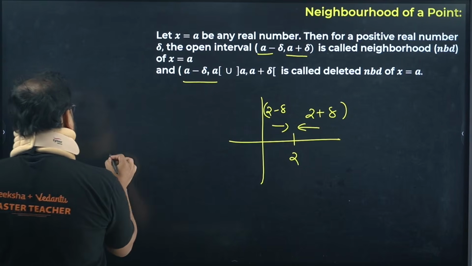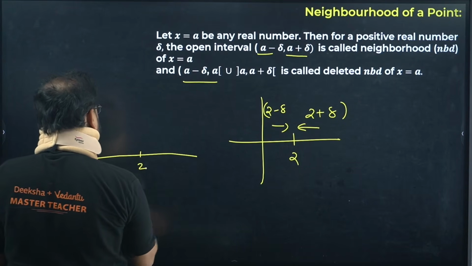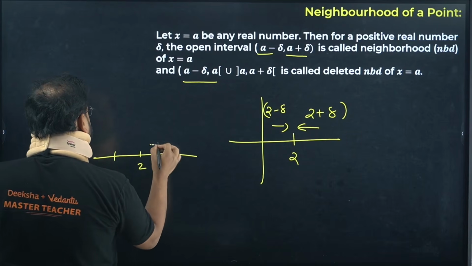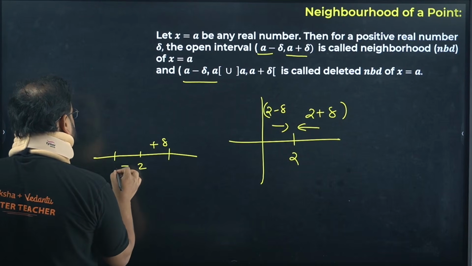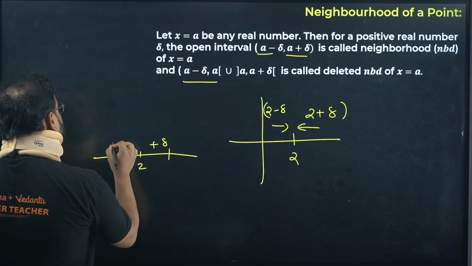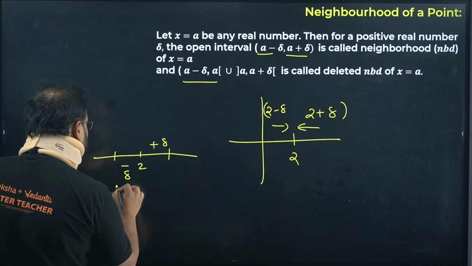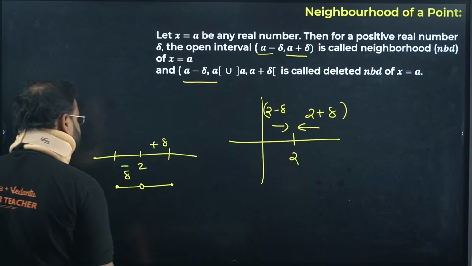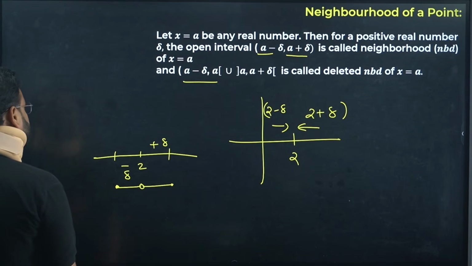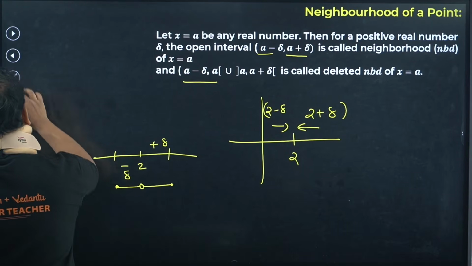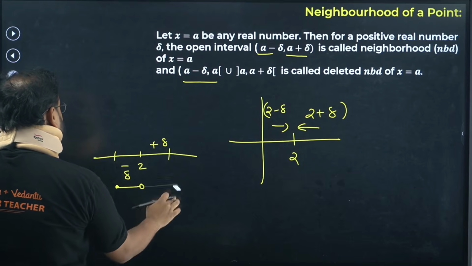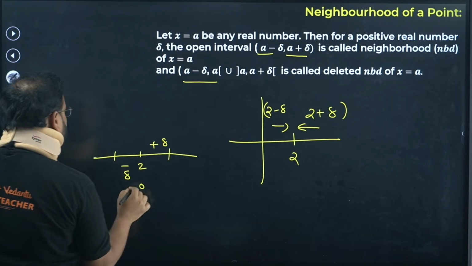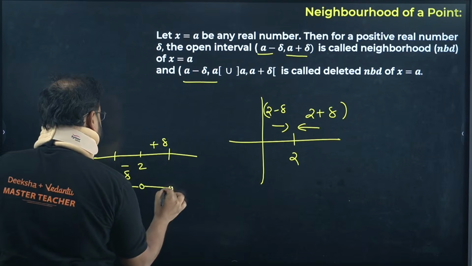So if I am writing, let's say, 2 over here, and this is my neighborhood. This side is plus delta and this side is minus delta. Then if I denote it like this, closed over here, here at 2 open and then here also closed. What it means is, sorry, my bad, such a big mistake. This is not closed now, sir. I cannot have this closed because this is not going to be defined.